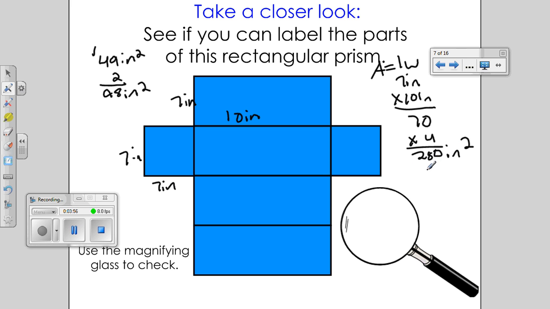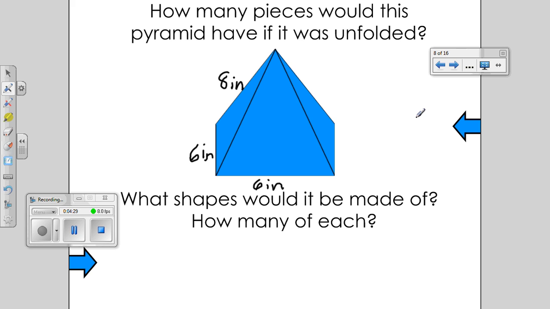And all you got to do now is add 98 to it, inches squared, and we get 378 inches squared for the total area of it. So our total surface area here is 378 inches squared. It's a lot like finding the total area using regular polygons, except we're unfolding the 3D figure instead of it already being a 2D figure like it is in the regular polygons.